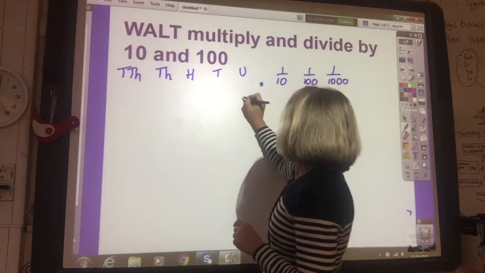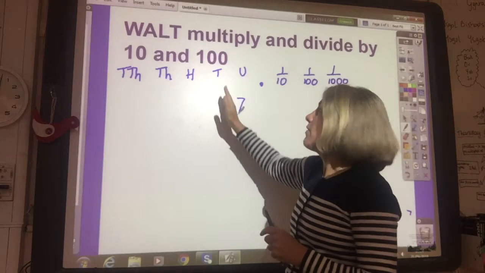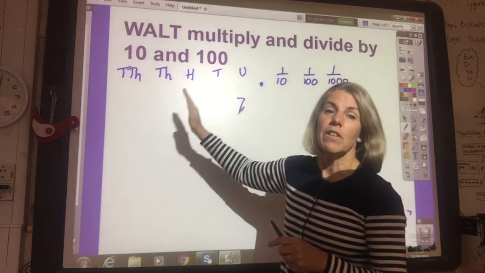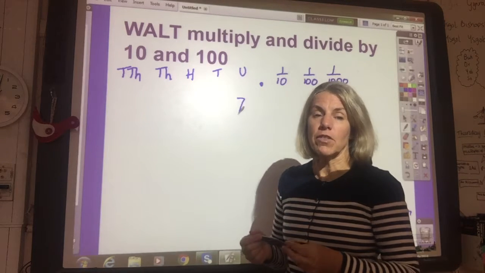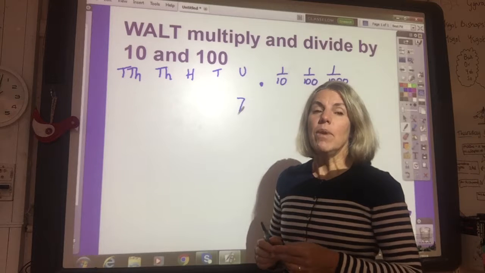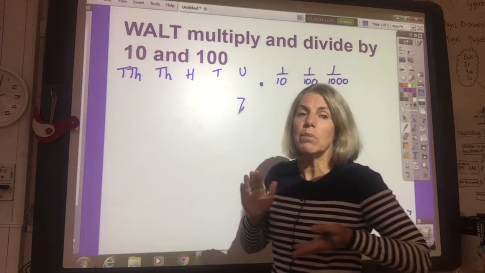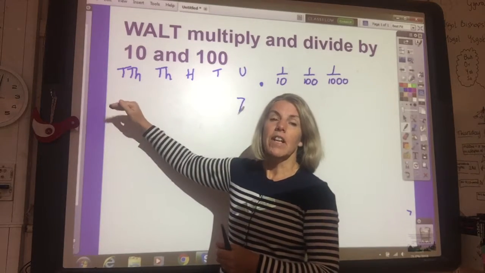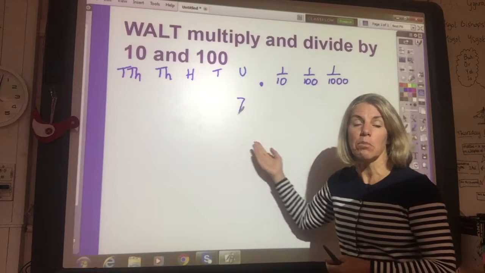So if we have a 7 in this column, it just represents 7 units. If we have a number in this column, 7 tens, 700s, 7,000s, and each one multiplies up by a factor of 10. Okay. If we are multiplying by 10 or 100, we're moving all of the numbers to the left. Numbers get bigger as we move to the left. If we're dividing, numbers are going to be moving to the right, getting smaller.